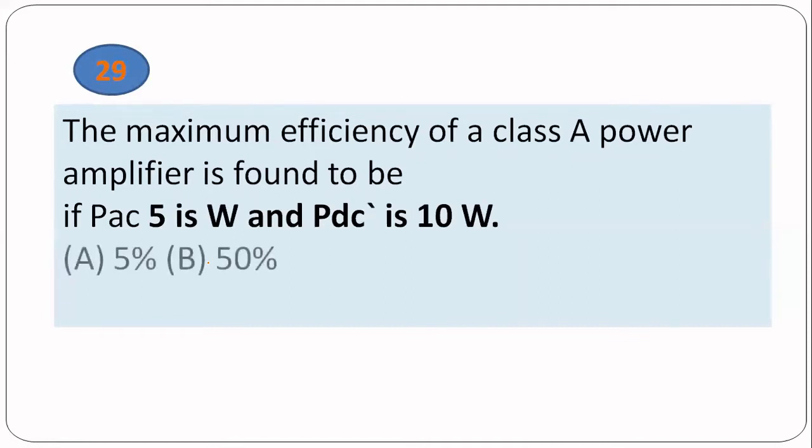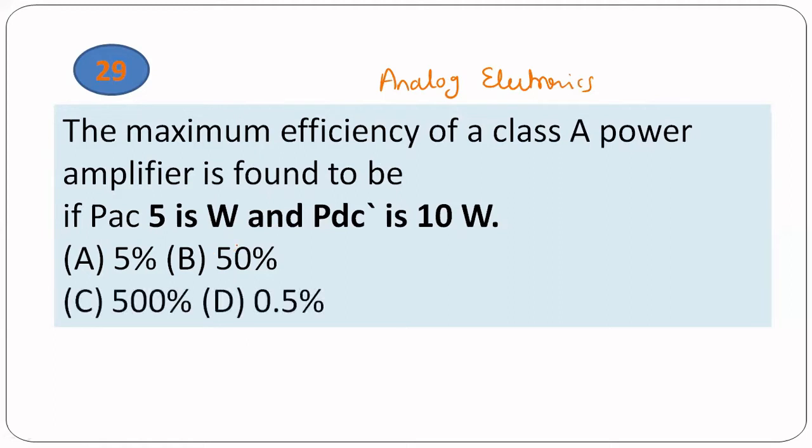So this is again maximum efficiency of an amplifier. This is from the subject analog electronics. Okay, so the maximum efficiency we have to determine. Now by just looking into the values given over here, and initially it has been proved that the maximum efficiency we shall get is 50%.